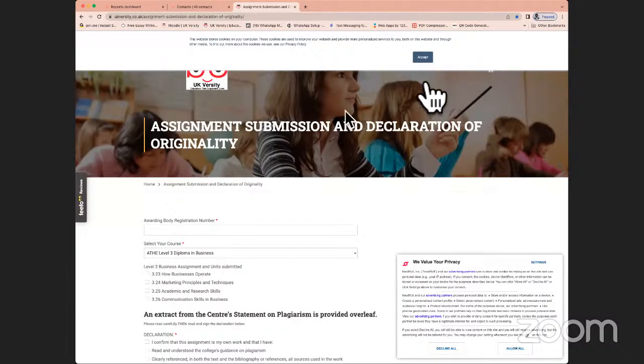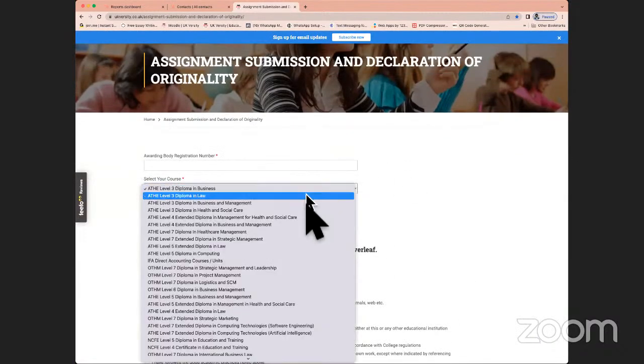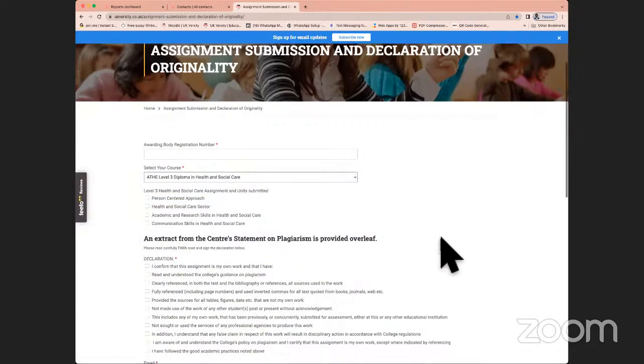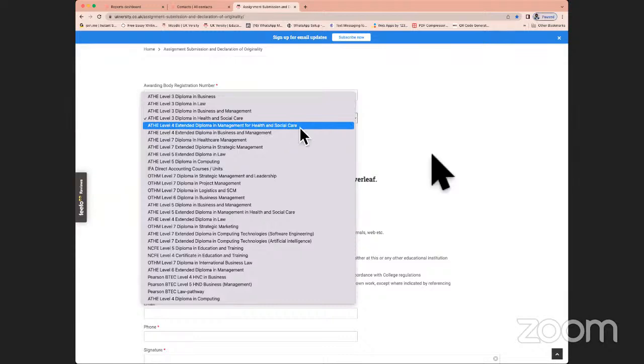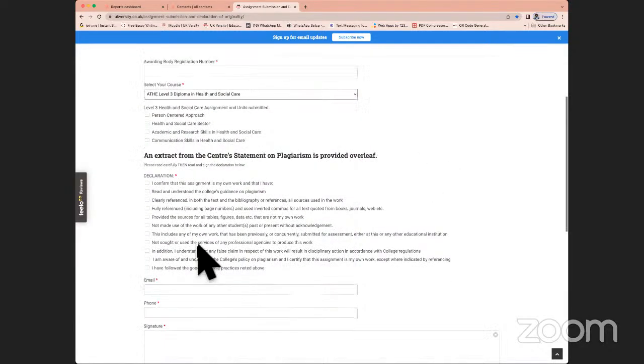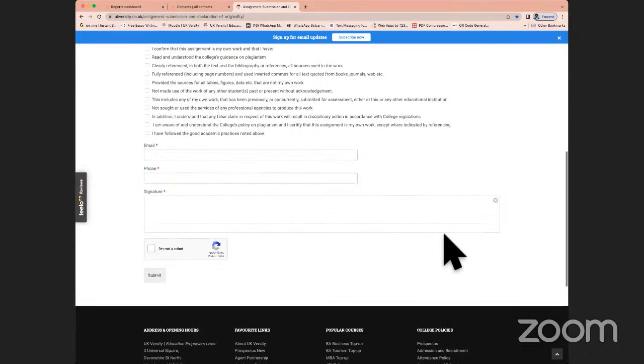So this is the link. When you cut and paste it on the browser, you'll see that it'll take you to the website. And here, if you drop down and choose your course, what you could do is choose the unit and then tick all these boxes, which is a similar declaration that you can use primarily on the Word document which is given.